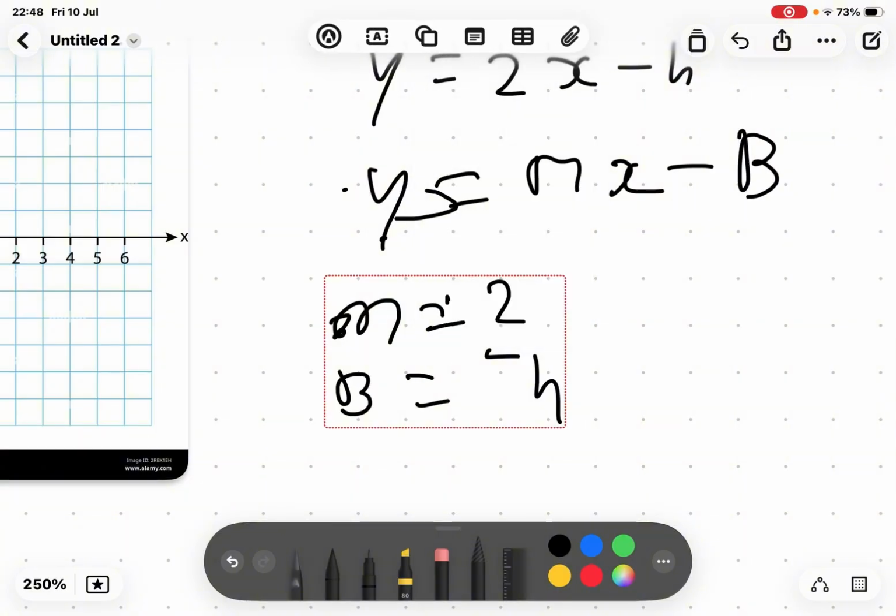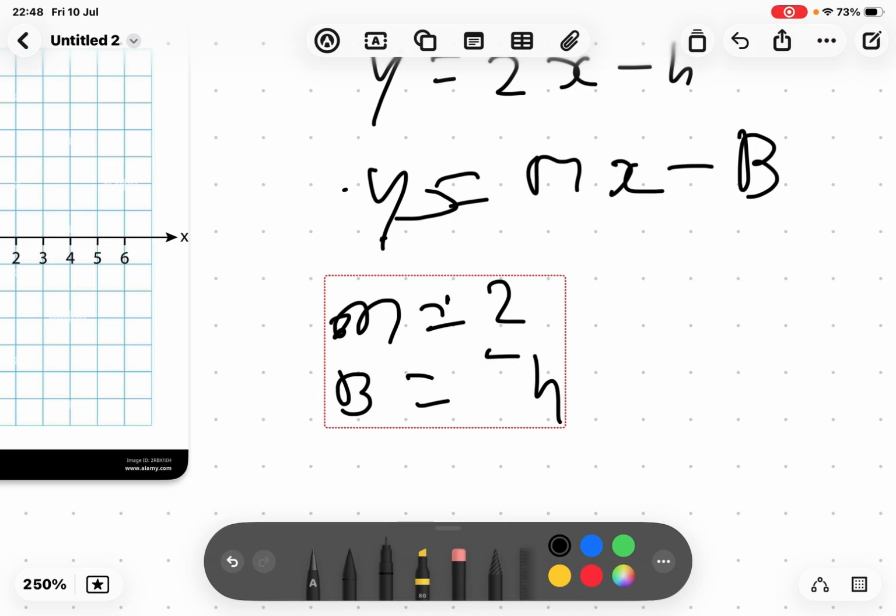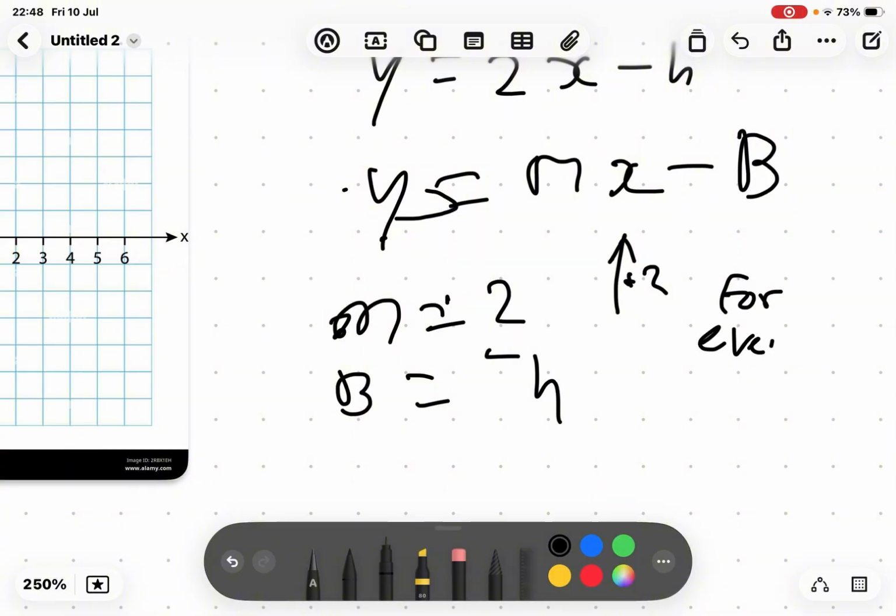Okay, basically the gradient is how steep the line is. So, if the gradient is 2, meaning the line goes up 2 times for every one move. Yeah.